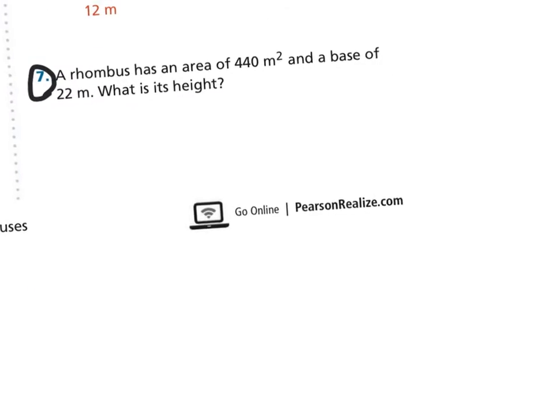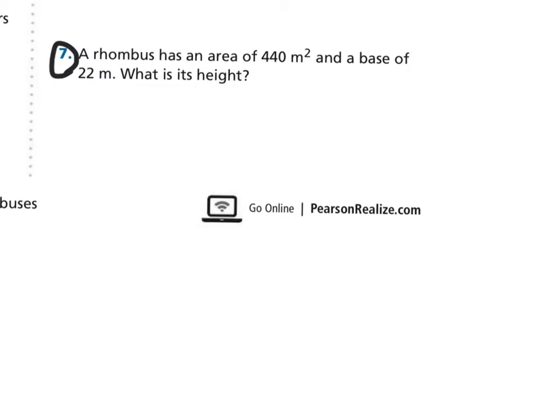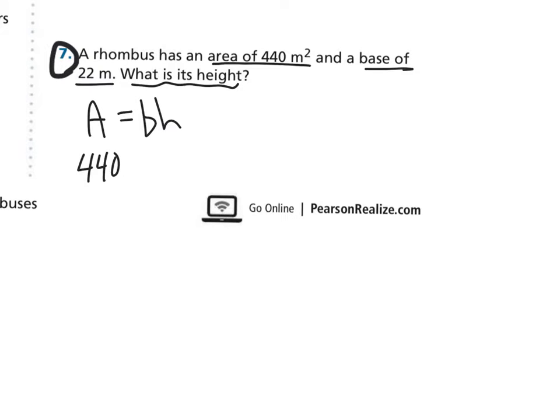To get a little bit more practice, if we look at number 7, they're telling us the area and the base, and they're asking us for the height. So again, we start out with our formula, and we can substitute what we know. They told us that the area is 440. We'll put that in place of the A. The base is 22. And we are trying to find the height. So we can see the variable being multiplied here by 22, which means we would want to divide by 22.